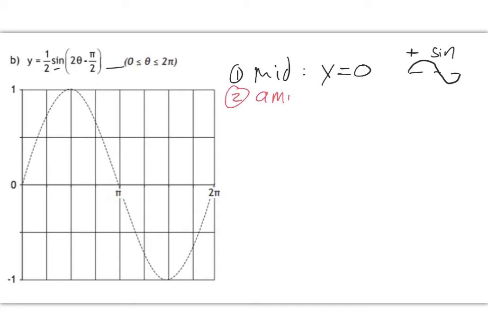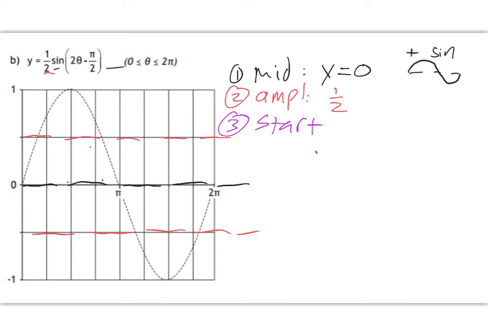Then we're looking at our amplitude. That's going to be a half. So from my midline, which I didn't actually mark on here because it was there, but I will mark it. There's my midline. My amplitude is going to be up a half and down a half. So we've got our boundaries there. Okay. Let's find start and end points.